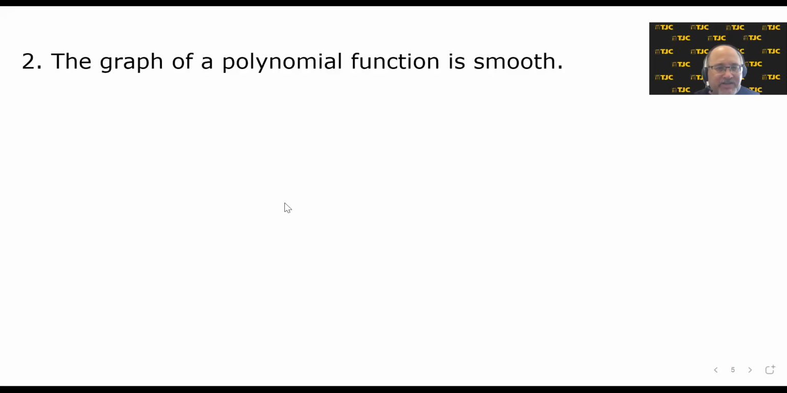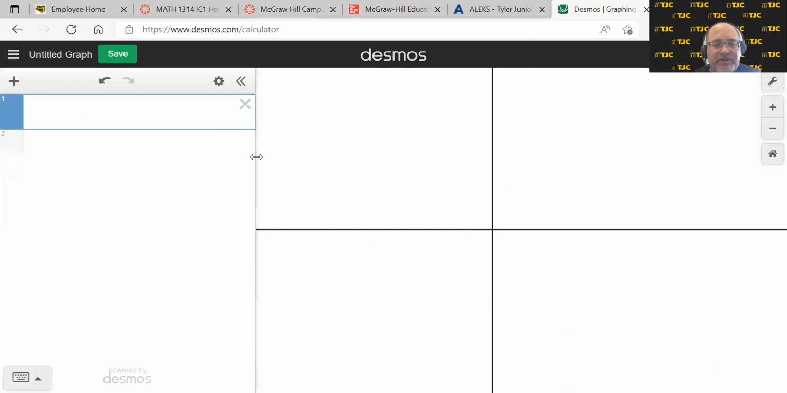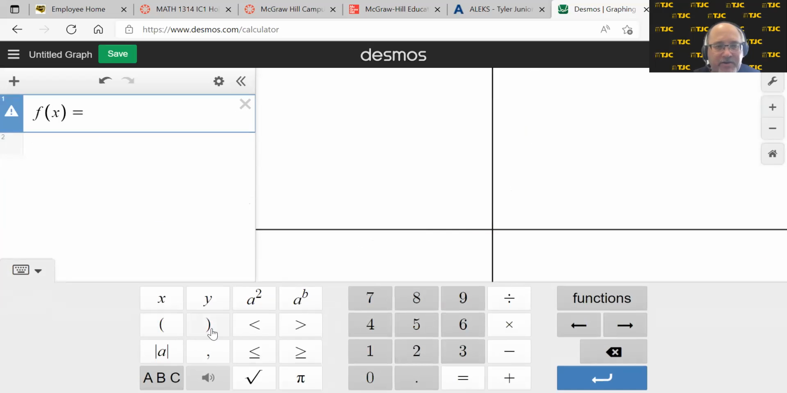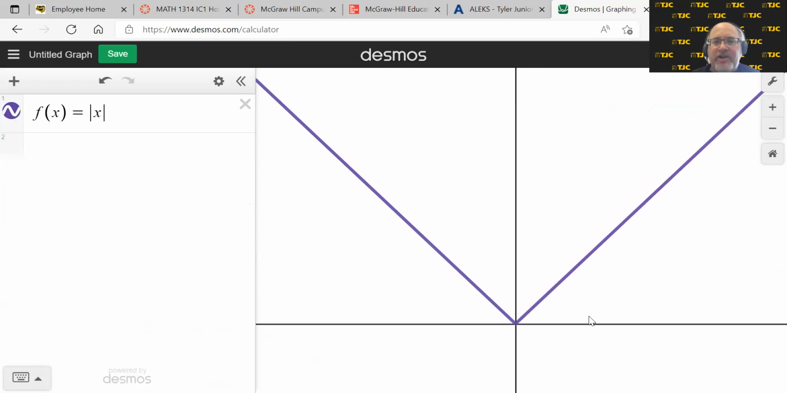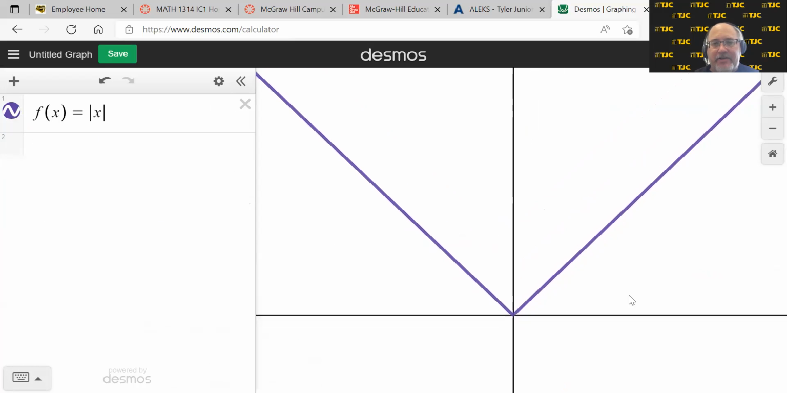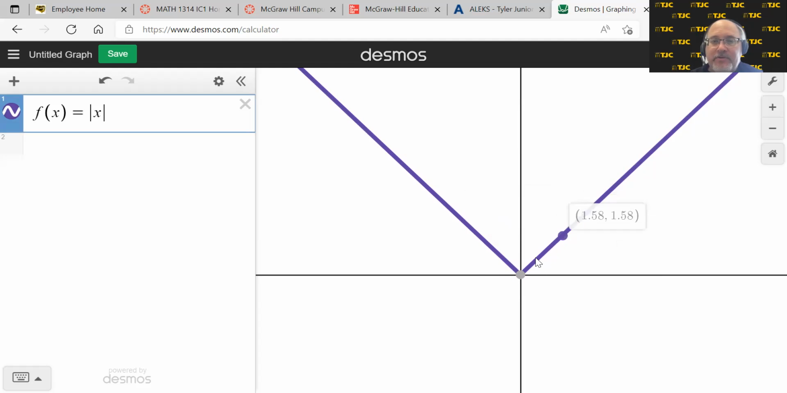If I can get it over to Desmos. There we go. Let's clear all this out. And I'm going to type f of x equals, and I'm going to open up this keyboard down here, and there are some absolute value bars. And let's just put an x in there, shall we? All right, here's the graph of f of x equals the absolute value of x. This graph is smooth everywhere except at one point. And guess where that point is? Where this graph makes a sharp turn at (0, 0).